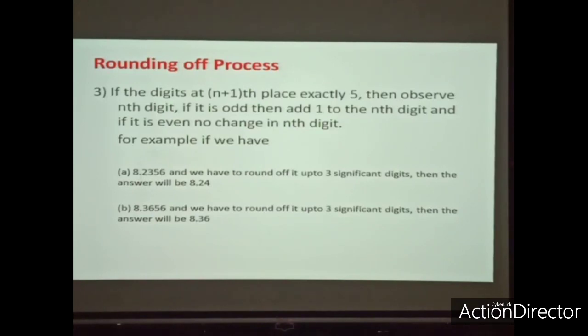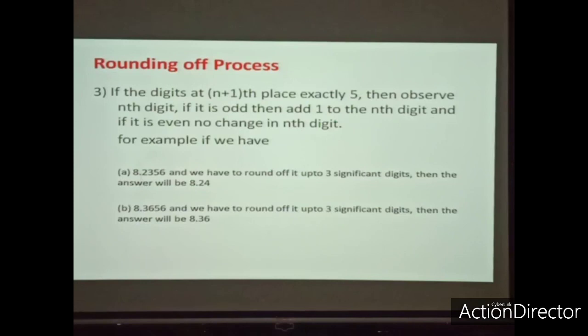In the second example, we can see that there was 8.3656. Then we have to round it off up to three significant digits. Then the three significant digits will be 8.36. Now the n plus 1th place is 5. Now observe the place of n. It is an even number. Then there will be no change in the three significant digits. There will be 8.36 as it is, and 5 and 6 will be chopped off.